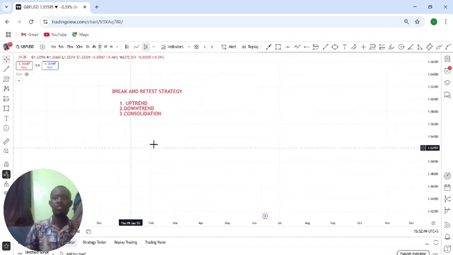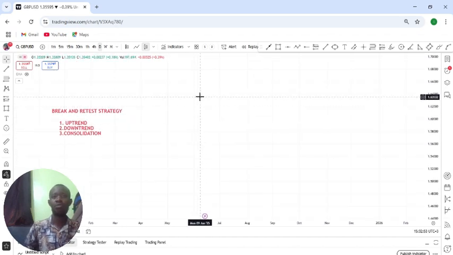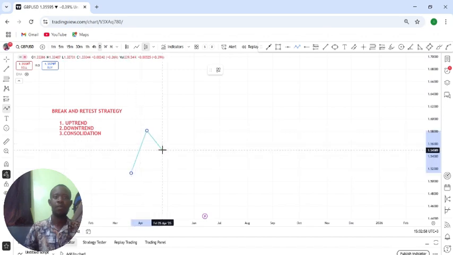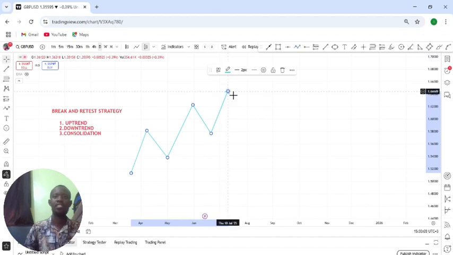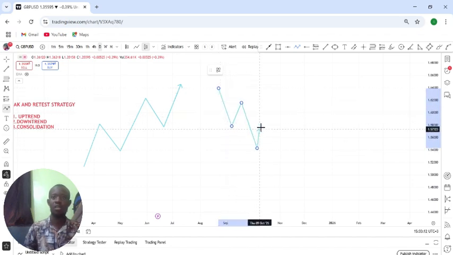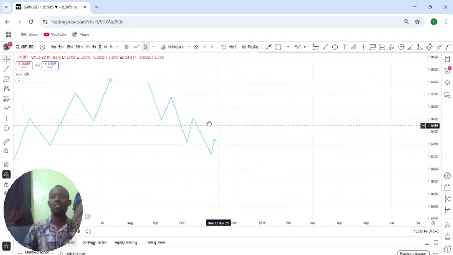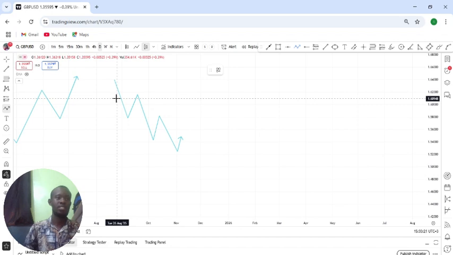When we talk of an uptrend, the market should be forming higher highs, higher lows, higher highs, higher lows. For us to consider that the market is in a downtrend, it should be forming lower lows, lower highs, lower lows, lower highs, lower lows, and lower highs. So I only trade the uptrend and the downtrend.